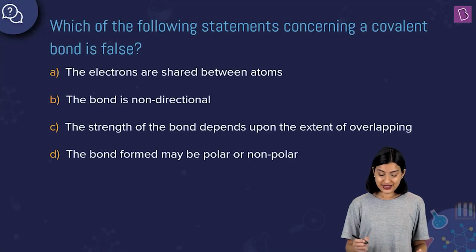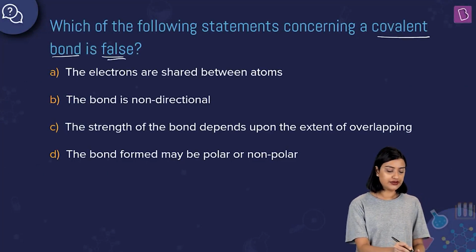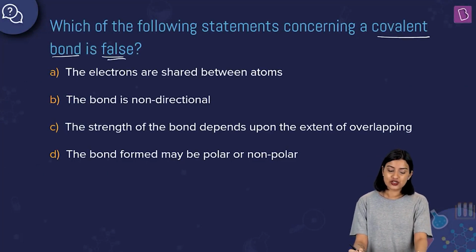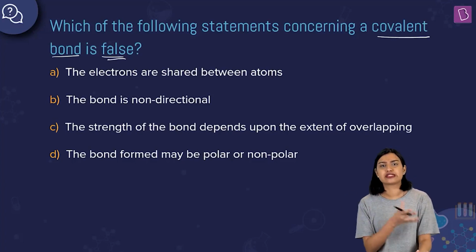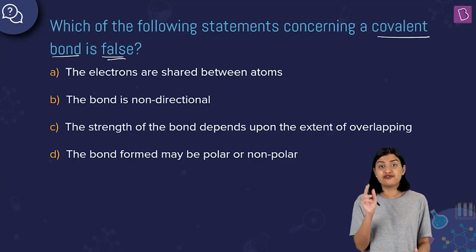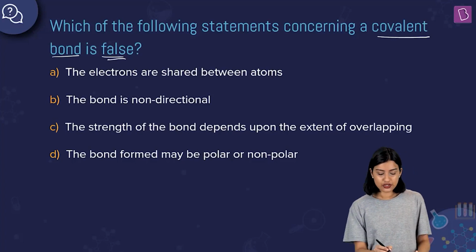Alright, so here they're asking which of the following statements concerning a covalent bond is false, right? Okay, let's see. So you have 4 statements. We'll read whichever is true, we'll mark true, whichever is false, we'll mark false. And wherever we find a false statement, that statement is going to be our answer. So let's see. You have option A.